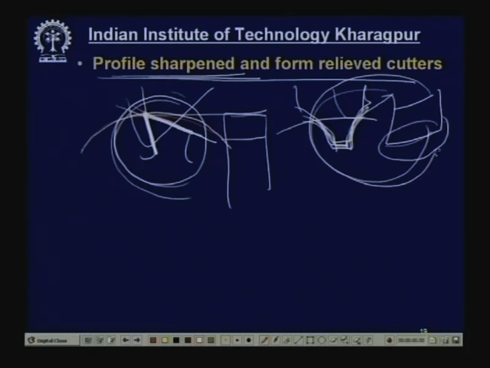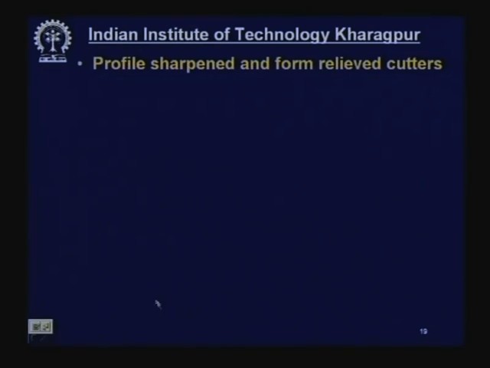But in form relief cutters, with milling or broaching, the grinding has to be done on the rake surface, because at every point the rake angle and clearance angle are different, which is much more complex. So, most of the broaching tools are form relief type, because they are form tools.